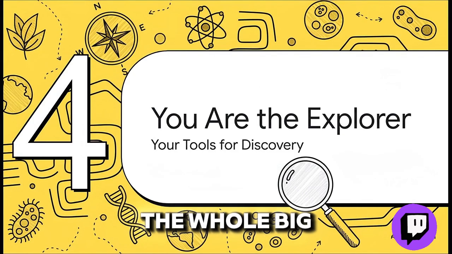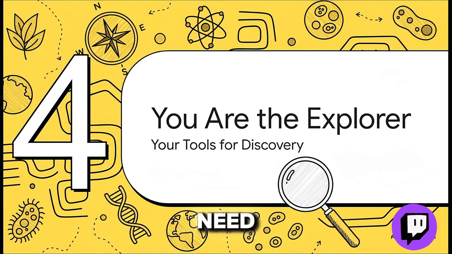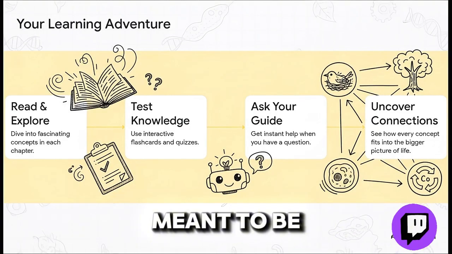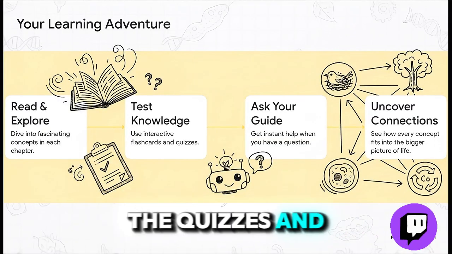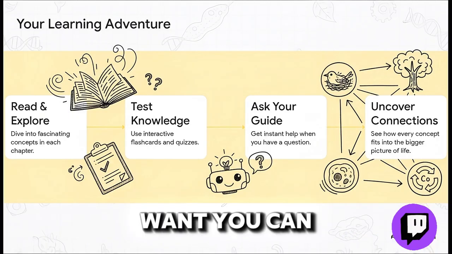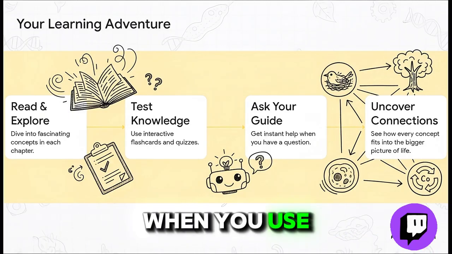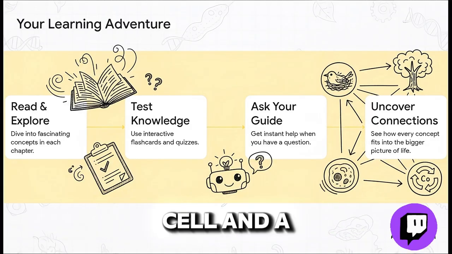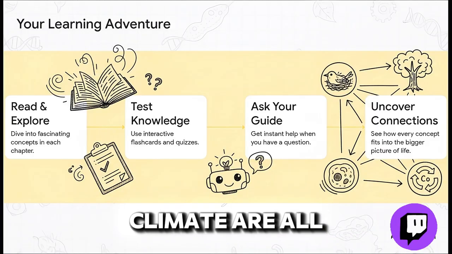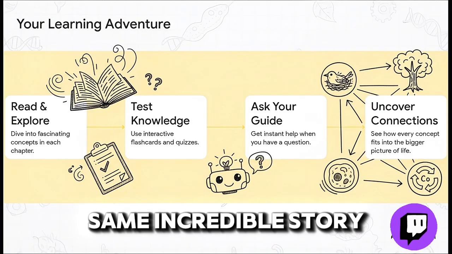So after seeing the whole big picture, the focus comes right back to you. Because the goal here isn't for you to just memorize a bunch of facts. It's to turn you into an explorer, to give you the tools you need to go out and discover things for yourself. So this whole learning adventure is meant to be active. You're going to dive in, you're going to explore, you're going to test yourself with the quizzes and flashcards. And whenever you want, you can ask your AI guide for help. When you use all these tools together, you'll start to see how everything connects, how a muscle cell and a bird's nest and the global climate are all part of the same incredible story.